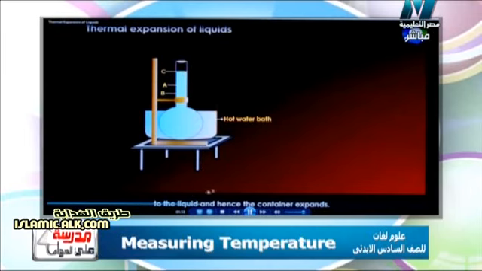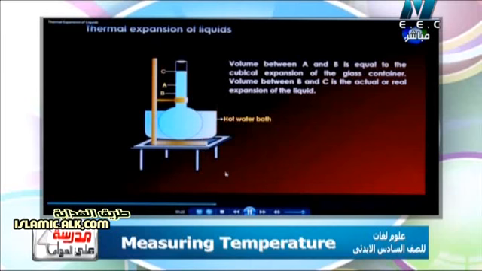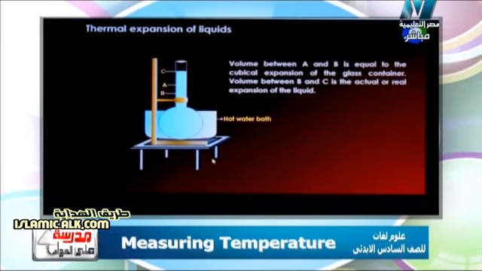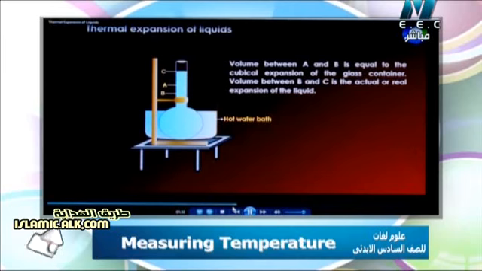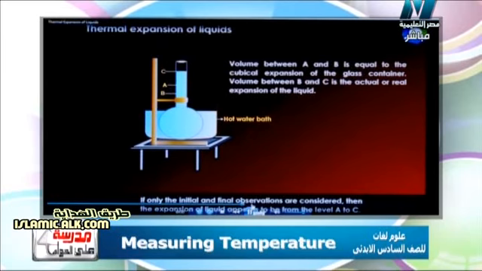So what happened if I exchange the very hot water with very cold water? If I replace the hot water with cold water, the liquid will contract. The liquid will contract. Okay? So again, we can summarize this short video in a very important idea: liquids expand by heating and contract by cooling.